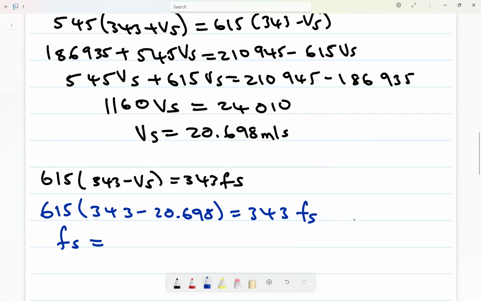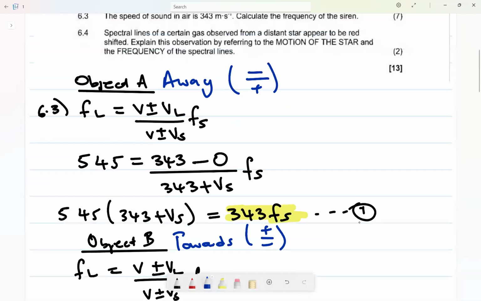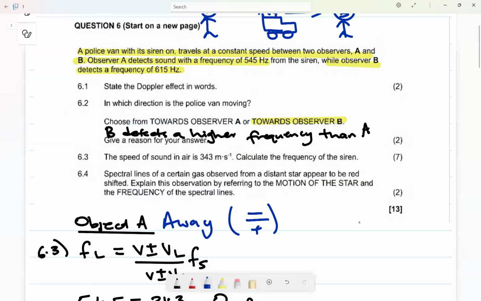Therefore, I get something like 615 times 343 minus the answer from my calculator, then everything divided by 343. I get something like 577.89 hertz. Or if I use the value there, 20.68, yes, so 577.89 hertz. So that's all for that one.